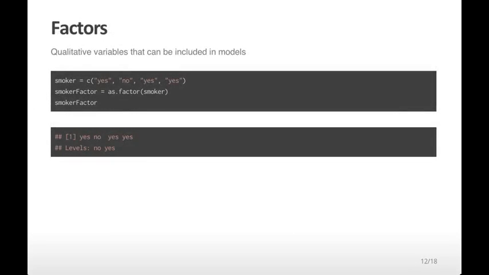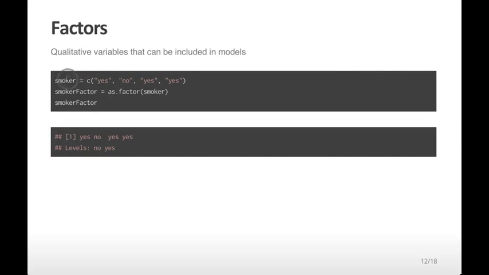Another type of variable that we'll be using quite often in this class are called factors. So factors are qualitative variables that can be included in models. It's often hard to include character vectors directly into statistical models in R, and so a different category of variable is created to be able to include it in a model.